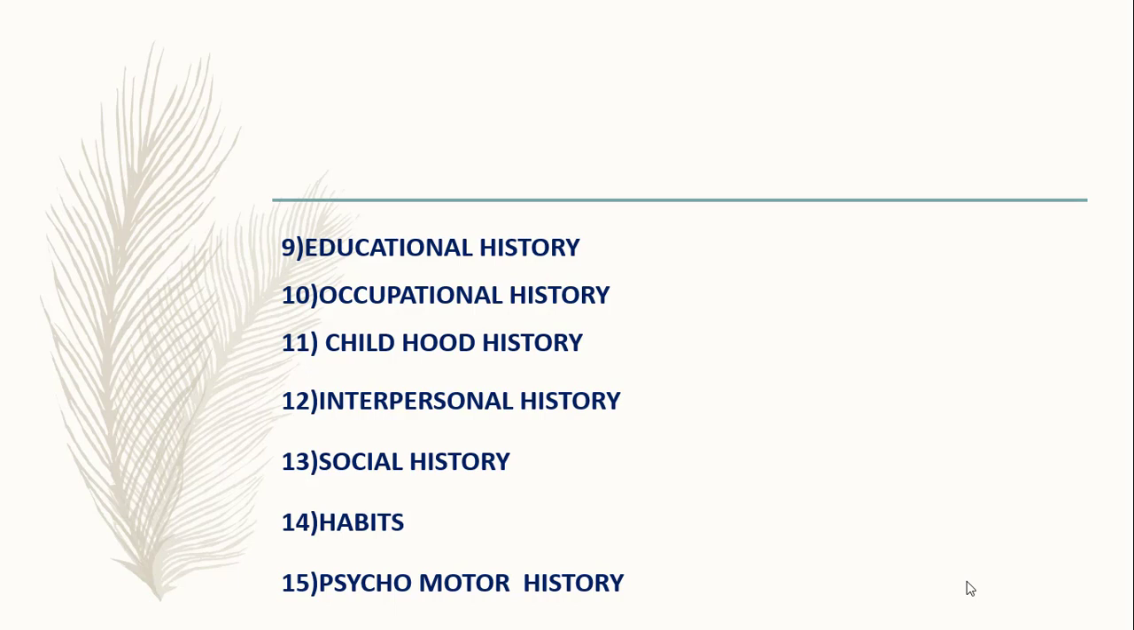Then psychomotor history. Under psychomotor history, you have to write the emotional balance and imbalance of the client, whether the patient is emotionally matured and has emotional control, or is of an overwhelmed nature, whatever it is that you have to write under psychomotor history.